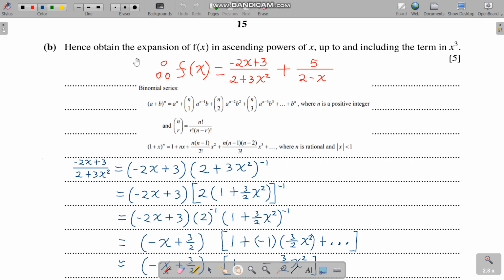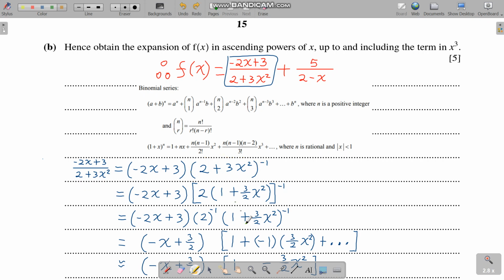about binomial expansion. Hence, obtain the expansion of f of x in descending powers of x up to x cubed. So from the previous part, we have this from the partial fractions decomposition, and from the MF19 we have the binomial series formula. So for the first term, this is the one in blue. So we have minus 2x plus 3 all over 2 plus 3x squared. So we move this using negative power upwards. So we have 2 plus 3x squared all to the power of minus 1.